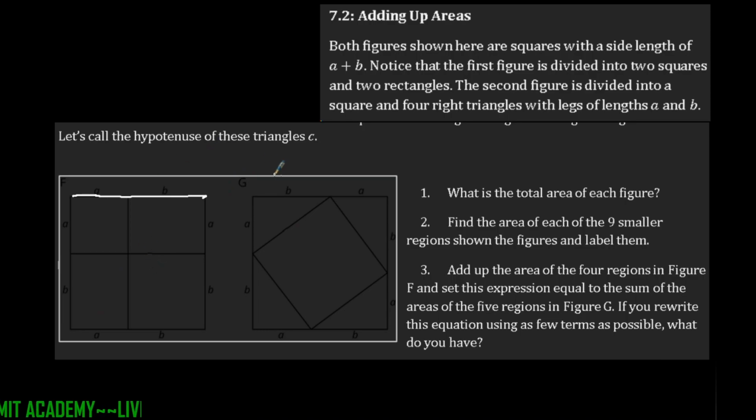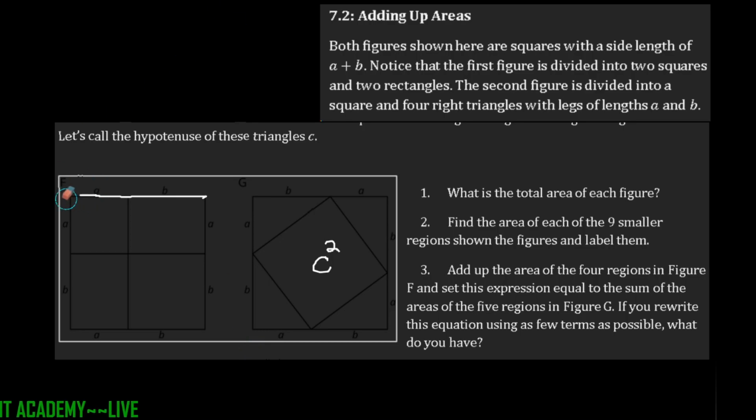So let's say the hypotenuse of these triangles is going to be that side length C. So that means this is C, this is C. And so that means that the area inside of that square would be C squared. So it says what's going to be the total area of each figure.